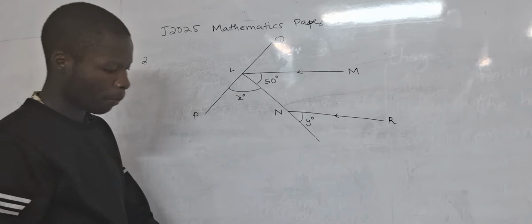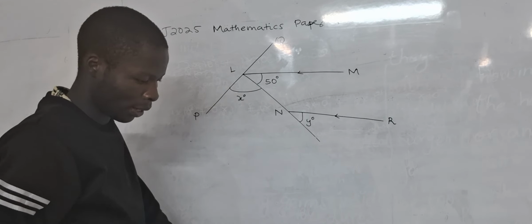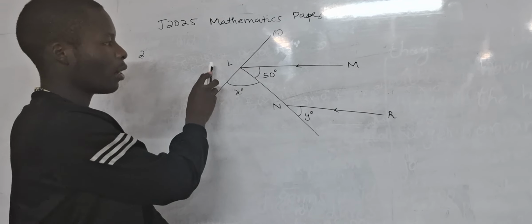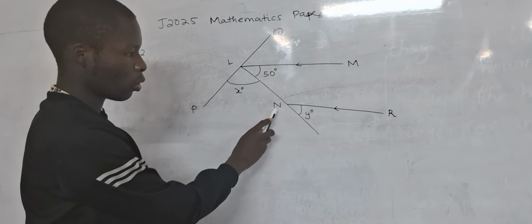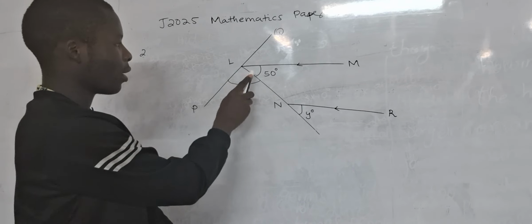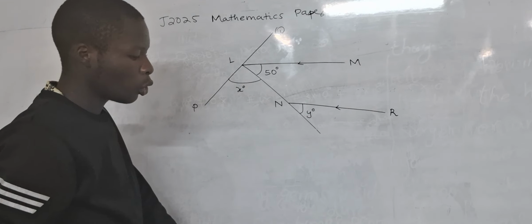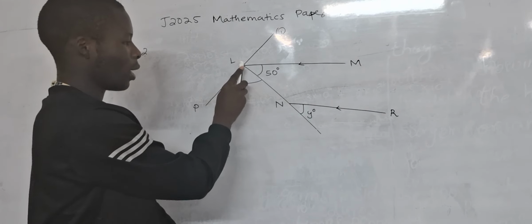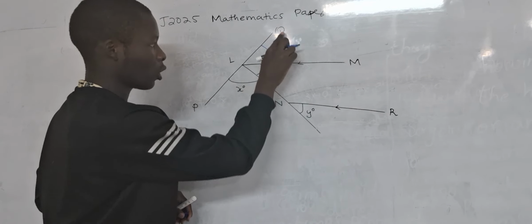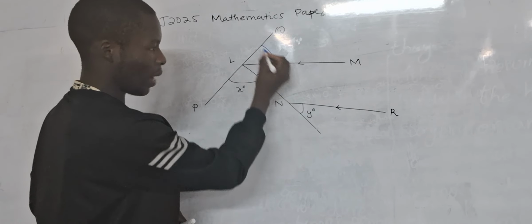So in the diagram, PLQ is a straight line. Line LM is parallel to line NR. The line LM bisects angle QLN. So there is an angle which is given. This is QLN. Okay, and this line LM bisects this angle.